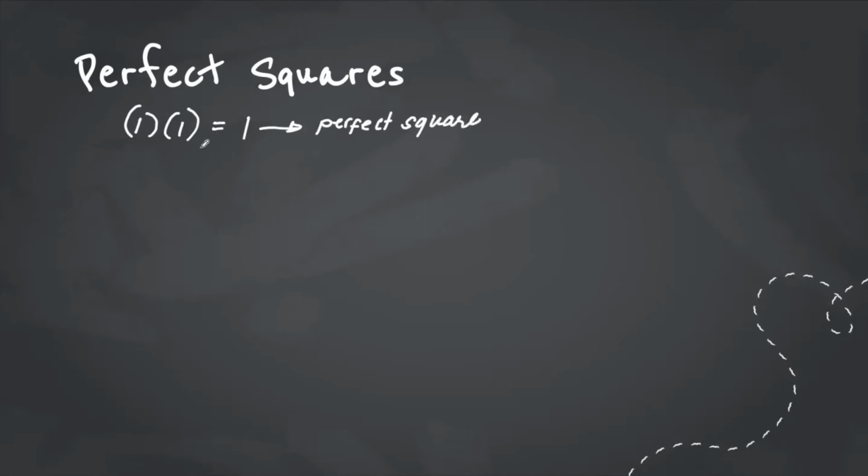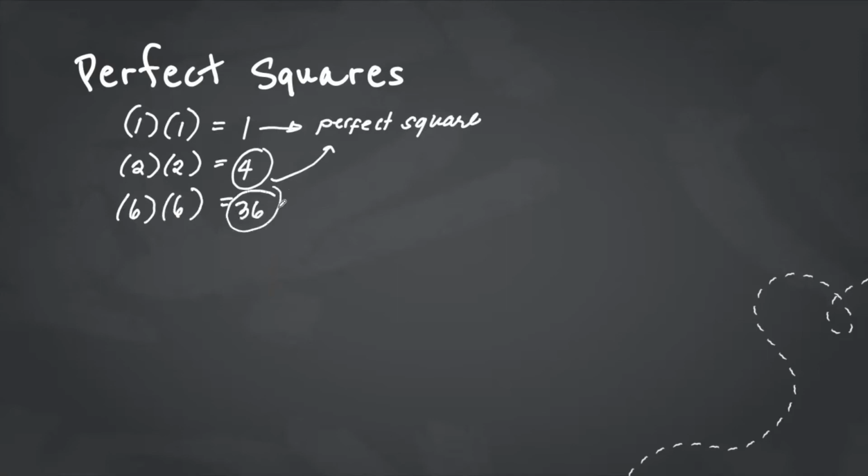Another example, if we multiply 2 times 2, the answer is 4. 4 is a perfect square. If we multiply 6 times 6, the answer is 36. And 36 is a perfect square. So when you multiply a number by itself, it will give you a product which we call a perfect square.